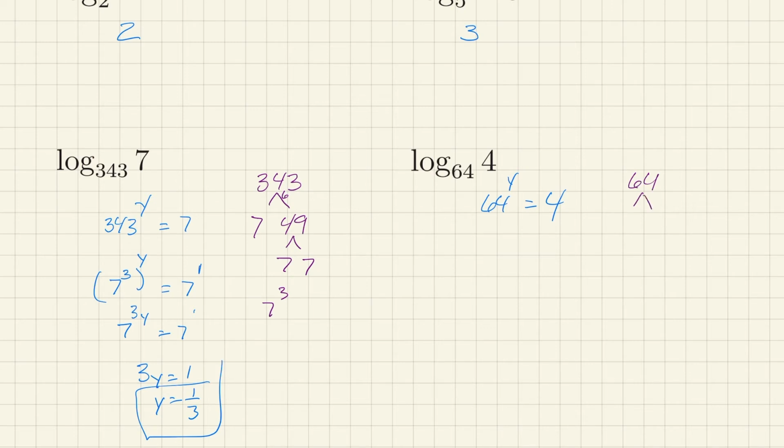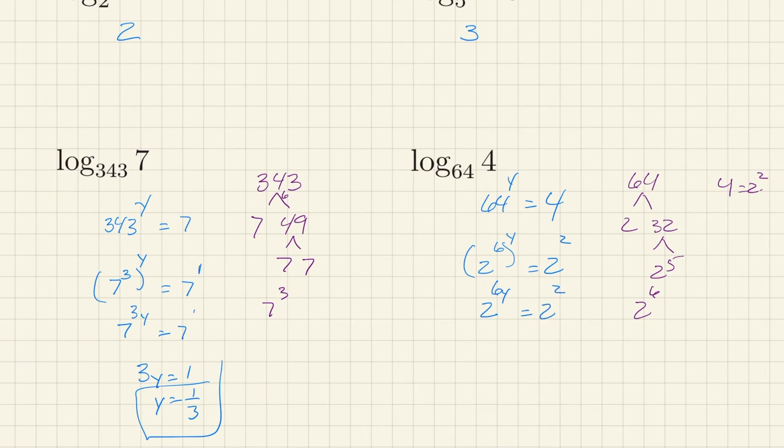So 64 is 2 times 32, and we know that this is 2 to the 5th power. So we have 2 to the 6th power is equal to 64. We know that 4 is 2 squared. So we're going to write everything with a base of 2. So we have 2 to the 6th power raised to the y is equal to 2 squared. We have a power raised to a power. We multiply the powers, so this becomes 2 to the 6y is equal to 2 squared.